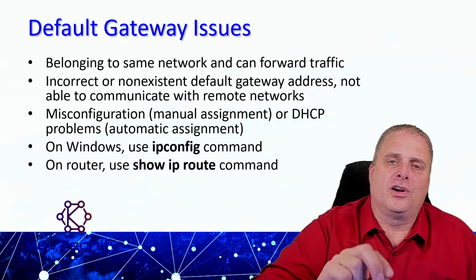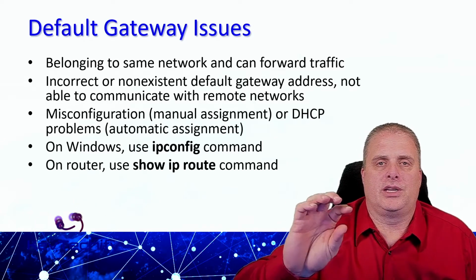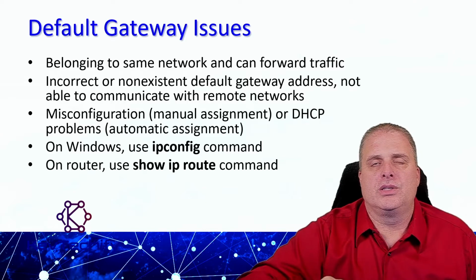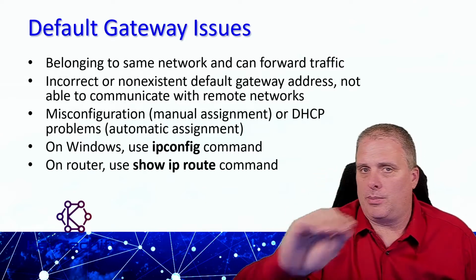And to confirm what your default gateway is, we use the commands that we typically have seen already. On Windows, it's ipconfig, all one word, no space in the command prompt. It'll list out your IP address, your subnet mask.